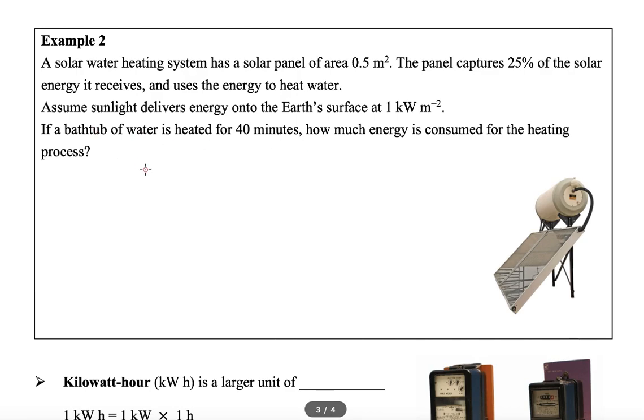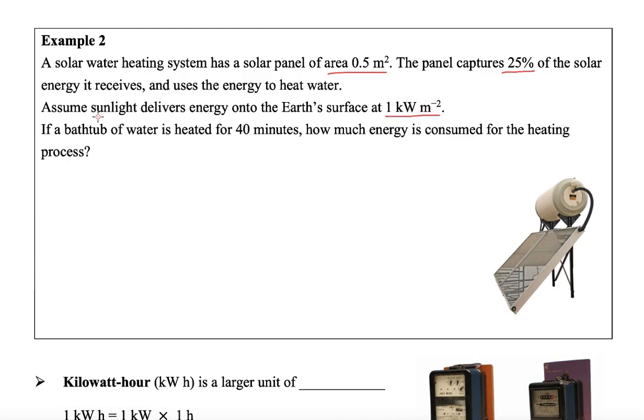So let's move to page 3. Page 3, example 2 is a more complicated example because this time it is not just directly substituting P equals E over T. This time, a solar water heating system has a solar panel of area 0.5 meter squared. And you know that it's so hard for it to capture all the energy given by the sun, right? So it just captures 25%, which is 1/4 of the solar energy it receives, and uses the energy to heat water. And this is a very important piece of information here.